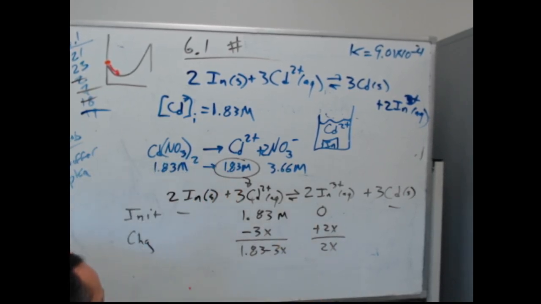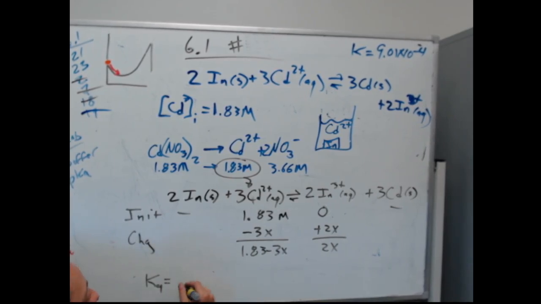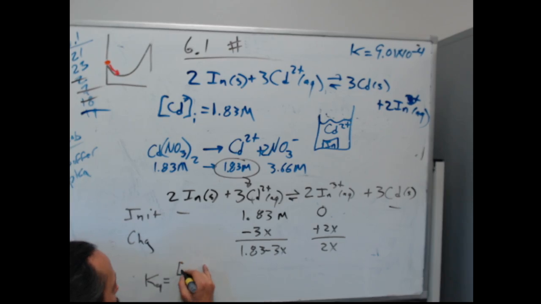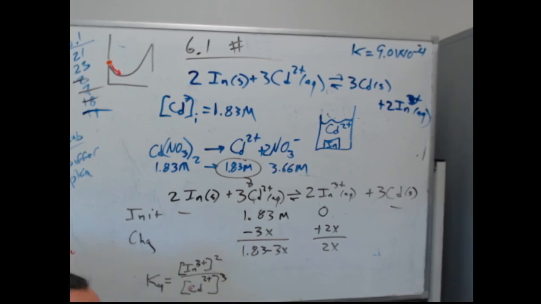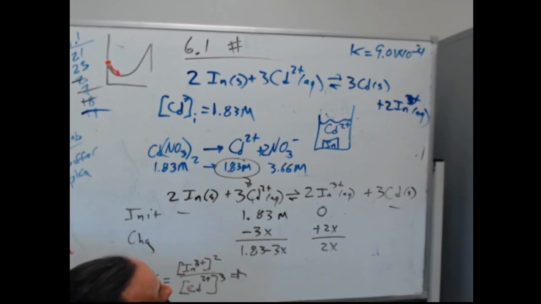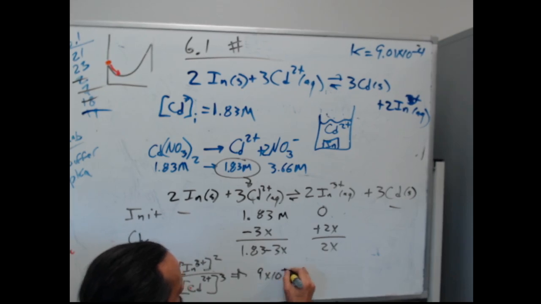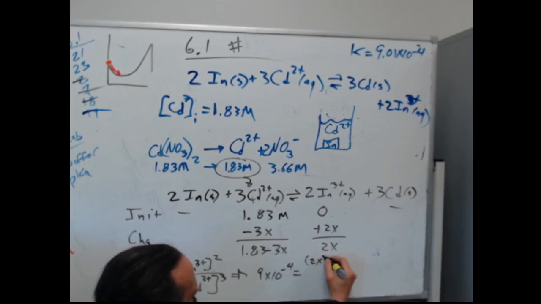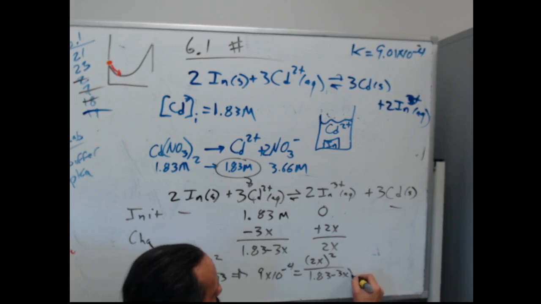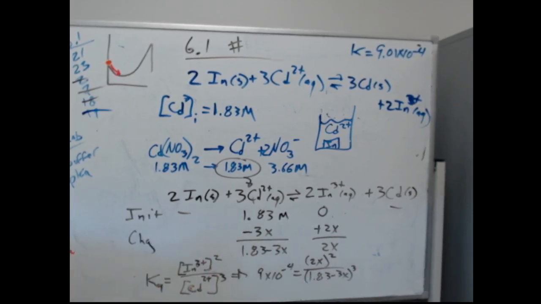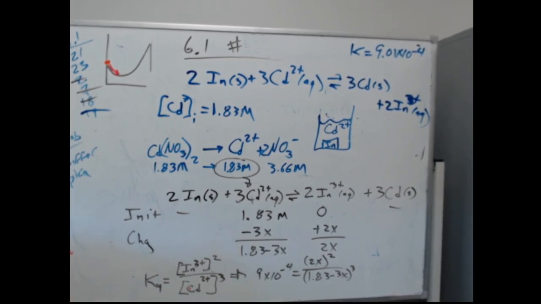Then my KEQ, which is going to be products over reactants, is going to be indium 3 plus squared divided by cadmium 2 plus cubed. And now I plug everything in. I'm going to have 9 times 10 to the minus 4 is equal to 2x squared divided by 1.83 minus 3x cubed. This is going to be a 5th root equation. You're going to get 5 different x values where only one of them is valid.